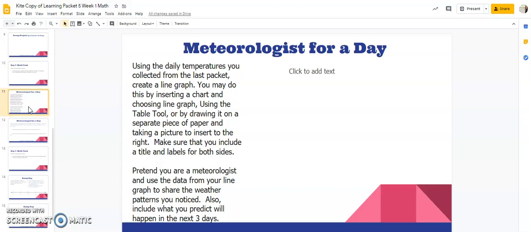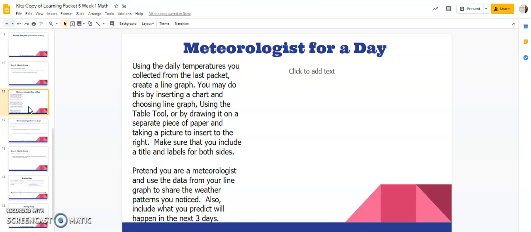So in order for us to make a line graph on a slide, if you're doing it digitally through Google Classroom, I'm going to show you. If you're doing it in the packet, of course, you'll want to draw your graph. Using the daily temperatures you collected from the last packet, create a line graph. You may do this by inserting a chart and choosing line graph, using the table tool, or by drawing it on a separate piece of paper and taking a picture to insert to the right. Make sure that you include a title and labels for both sides. That means both of your axes.